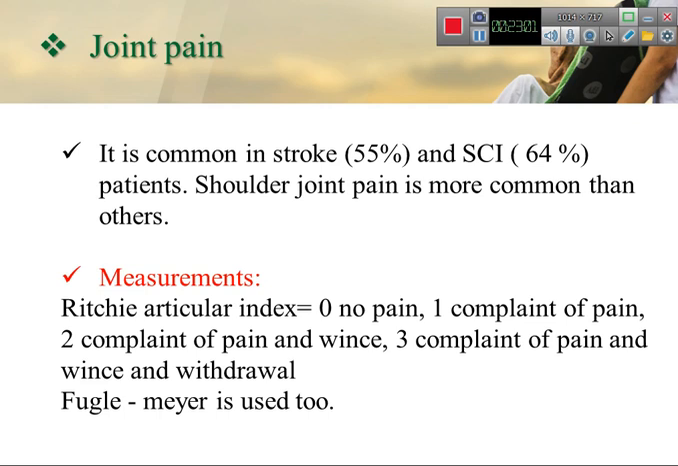We have the Ritchie articular index. We describe 0 points with no pain, 1 with complaint of pain, 2 with complaint of pain and winces, 3 with complaint of pain and winces and withdrawal. We score it in this index. And we have Fugl-Meyer, which is a questionnaire to assess the shoulder pain. You can do more research to know about the Fugl-Meyer questionnaire.